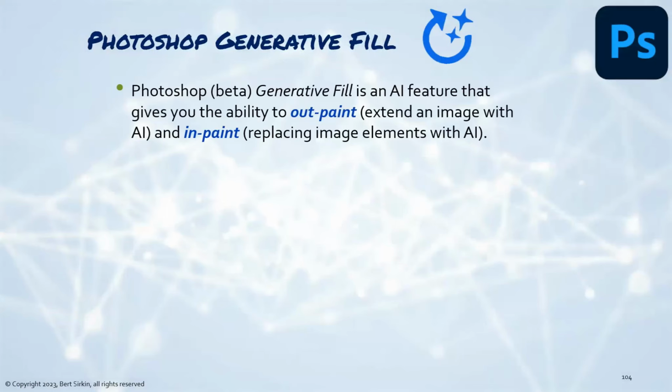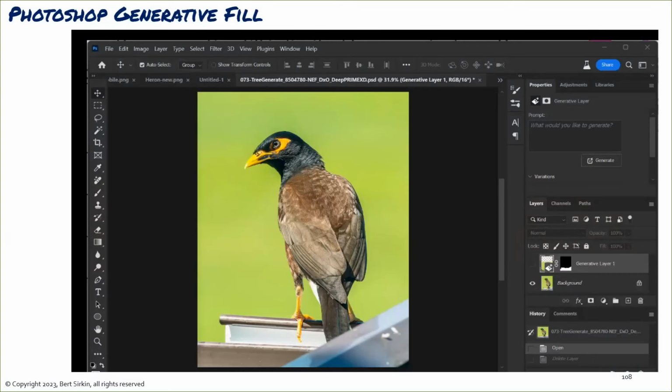So Photoshop generative fill gives you the ability to outpaint an image or inpaint an image. When you outpaint, you're basically using the crop tool to extend the image bigger than it really is. Inpainting replaces something inside the image. Here's a real practical example.